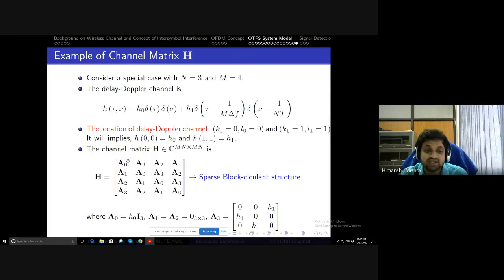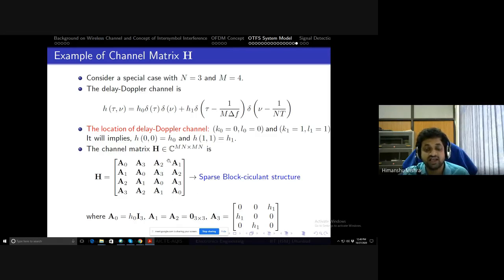Interestingly, each of these matrices will be circulant: A0, A3, A2, A1 will be circulant. Another interesting thing is, once you get the first block row, the next will simply be the block circulant shift. That means this A1 will come over here, A0 is here, A3 is here, A2 is here. A2 will come over here, A1 is here, A0 is here, A3 is here. This is known as a block circulant structure. Another interesting point is that this is sparse. You will not get non-zero values everywhere.